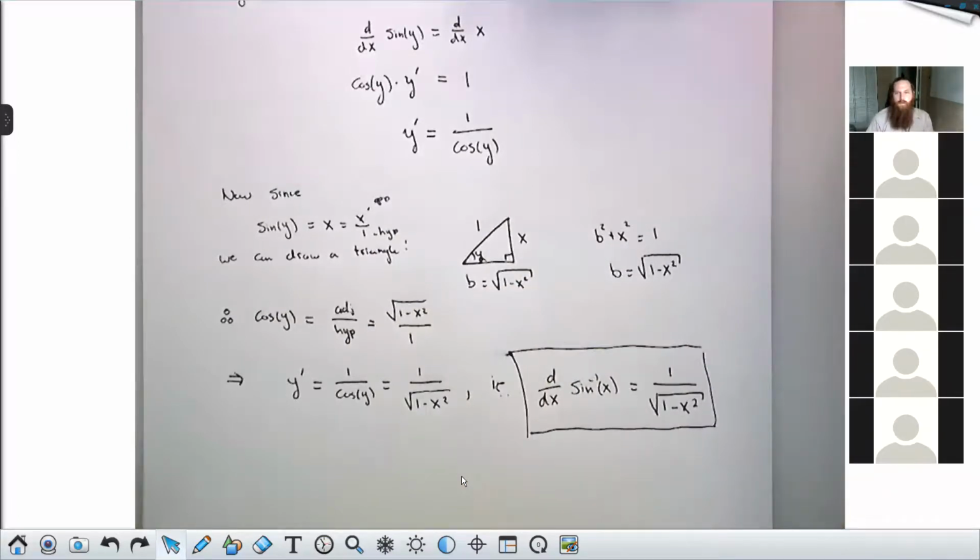It's a fact you'll want to know. You don't want to go through this whole procedure every time you need the derivative of the inverse sine function. That would be a pain. I don't want to have to do all this every time I need to differentiate this function. So you want to remember this fact.